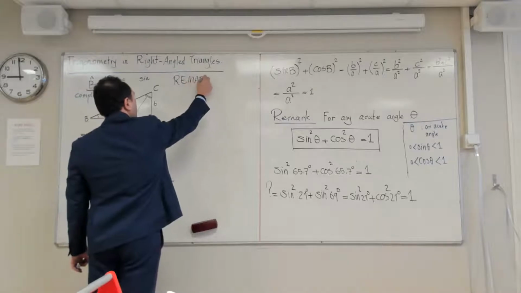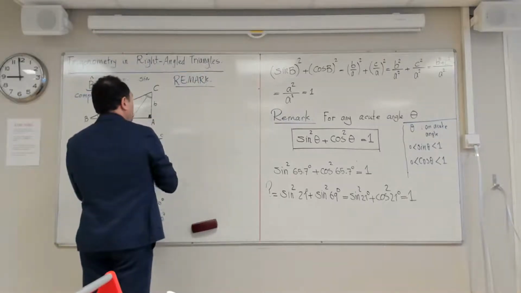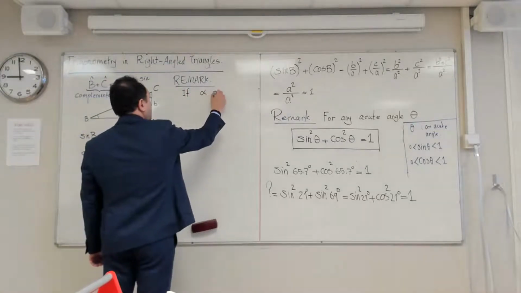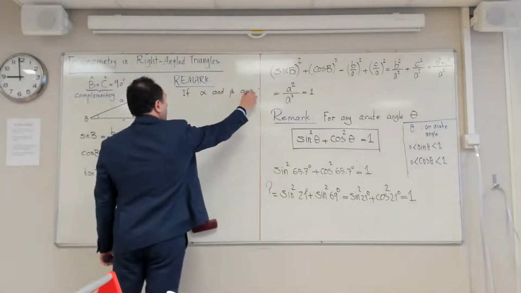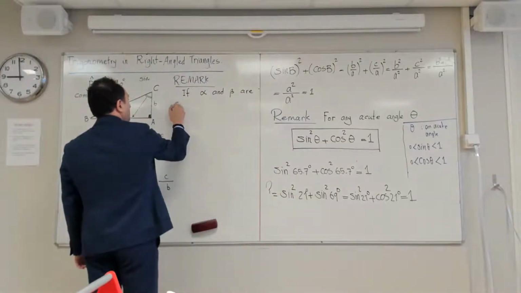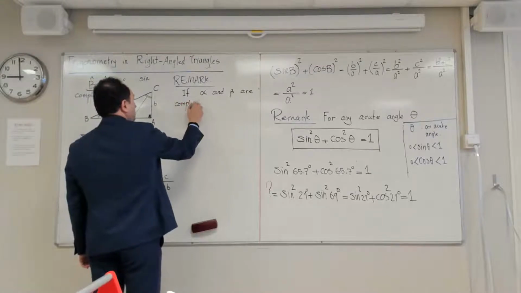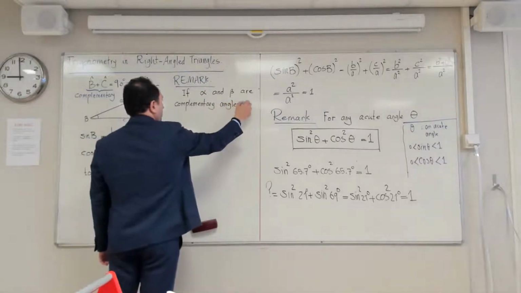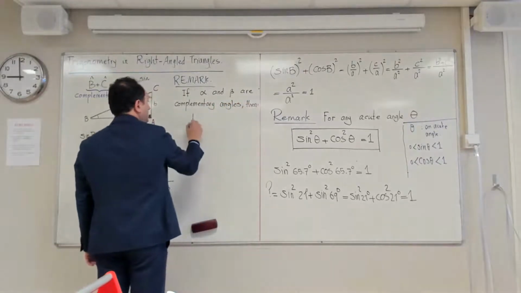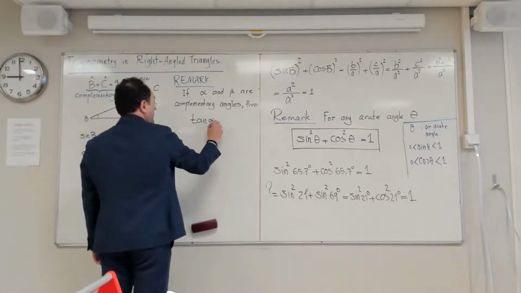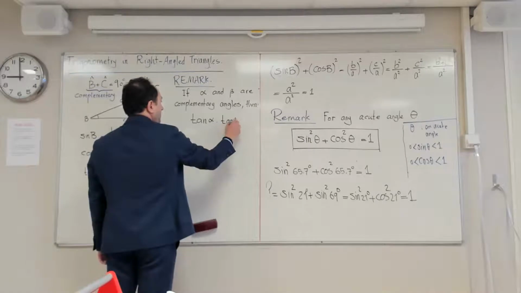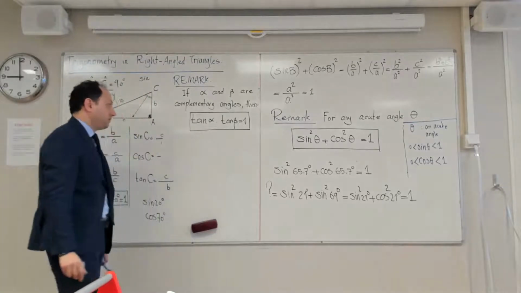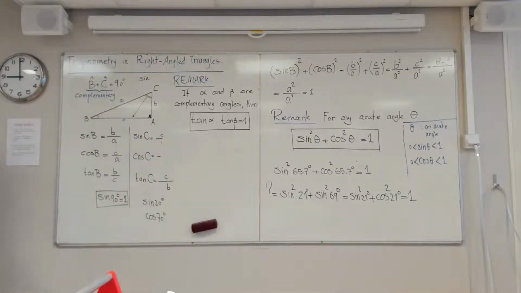So remark, and let me write it in this way: alpha and beta are complementary angles, then tangent of alpha multiplied by tangent of beta is equal to 1. So that's also important, but not as important as the previous one. Yes, that's good to know.